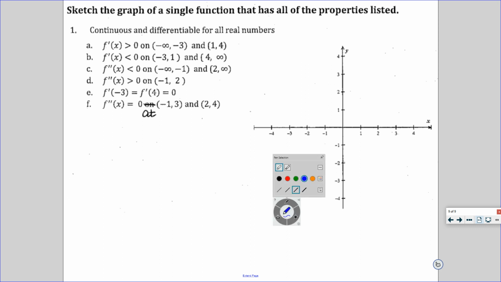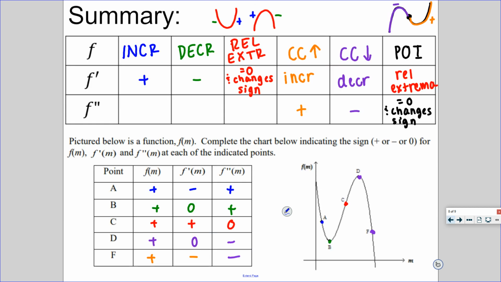All right, let's read this first characteristic, letter A. F prime of x is greater than 0 on the intervals negative infinity to -3, and 1 to 4. Another way to think about that is your first derivative is positive on those intervals, meaning your function's increasing. That's what the first derivative tells us. This is a good, helpful little chart too, right here. We know it's increasing if the first derivative is positive. That's what it tells us about the function.